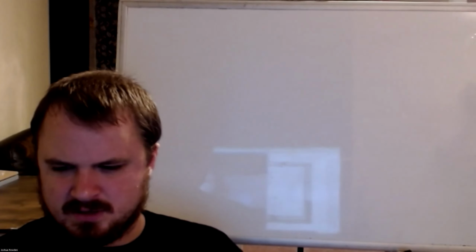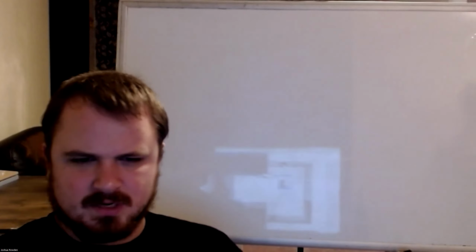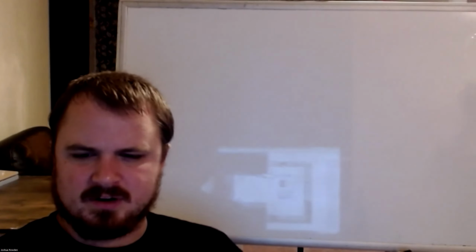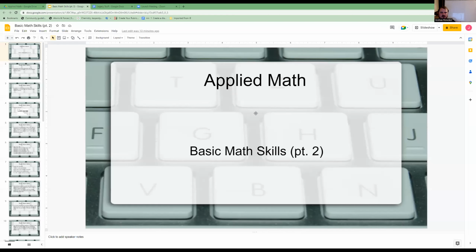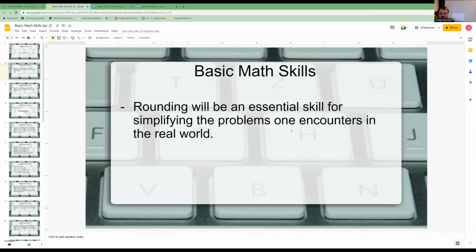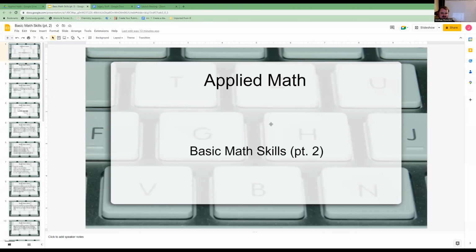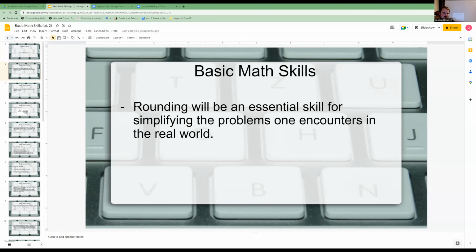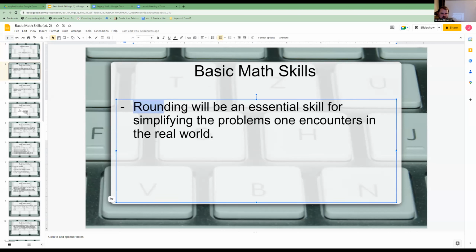Let me share my screen. Let's look at the PowerPoint for today. Okay, so applied math part 2. We're going to look at three things today. We're going to look at rounding will be the first thing. And then we're going to work on calculating averages.